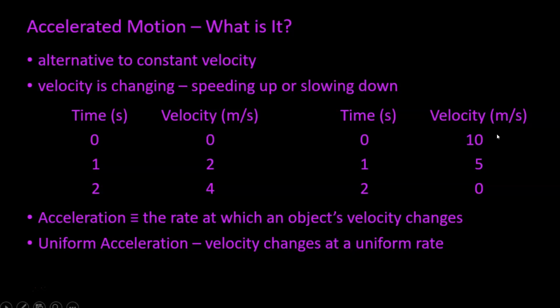If we look at the slowing down example, coming to a stop at a red traffic light, the change in velocity was a decrease of 5 meters per second in the first second, and in the next second, it also decreased 5 meters per second. So this is a case of uniform acceleration because the rate at which the velocity changed was the same. It decreased 5 meters per second every second.